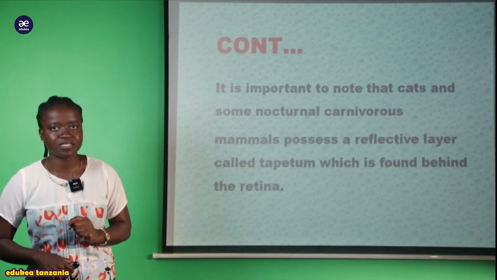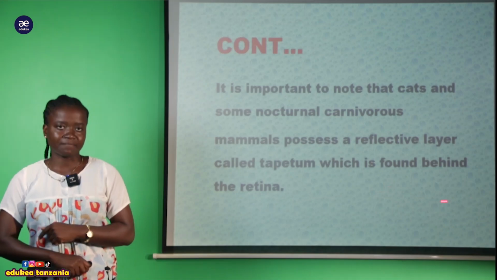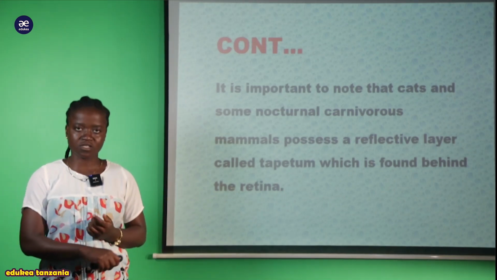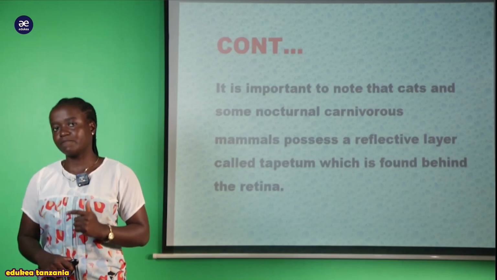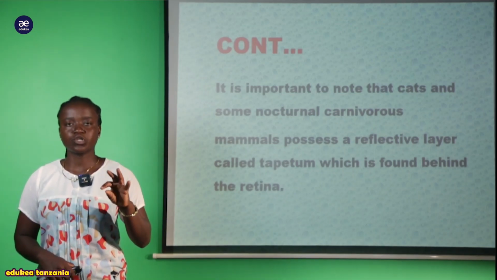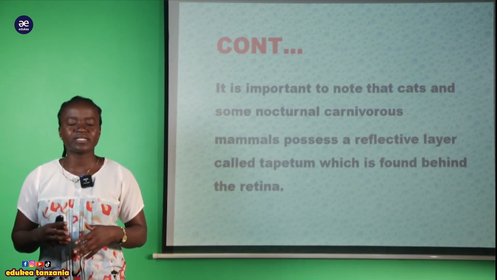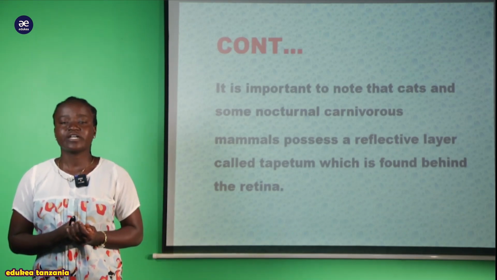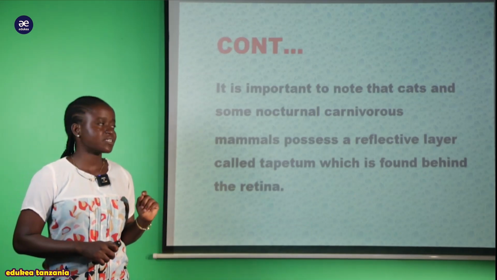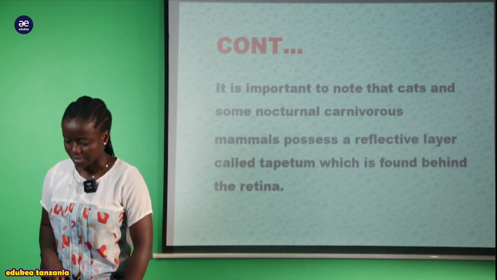It's due to the presence of the reflective layer. It is called the tapetum. Underline this word because it is very important. Also, this slide is very important. So make sure that you know how to explain why some nocturnal carnivores and cats have a high ability to see during the night or during dim light. It is due to the presence of this reflective layer that is called the tapetum.